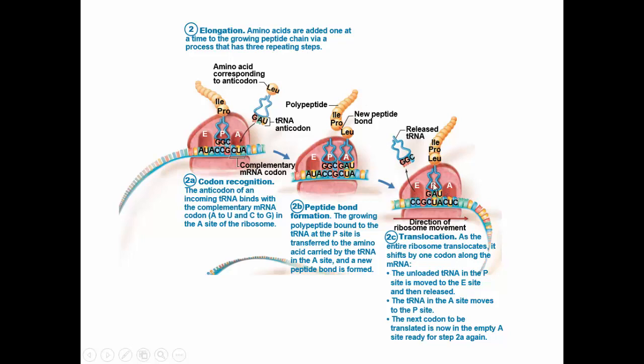We have our chain attached here. We're ready to bring in another transfer RNA that matches this codon, and we will attach the amino acids, liberating this one, kicking it out, moving down. So we read a codon at a time as we go down this messenger RNA.